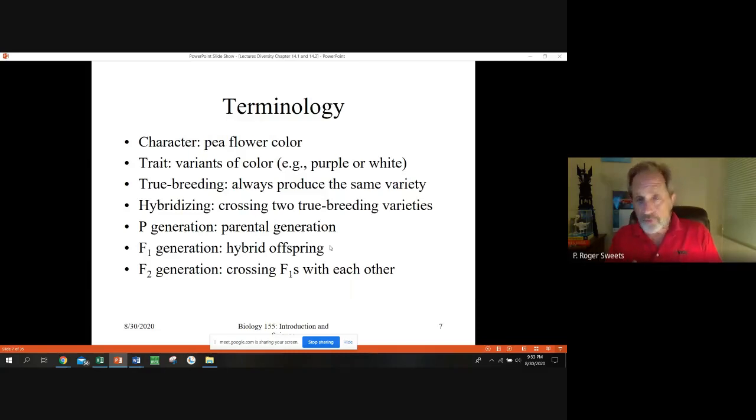We often will refer to, in these various problems we'll give you, that we have this P generation, the parental generation. We'll have the F1 generation, which is the hybrid offspring of that parental generation, and then an F2 generation when we cross those F1s with each other. An important step, by the way, for Mendel.